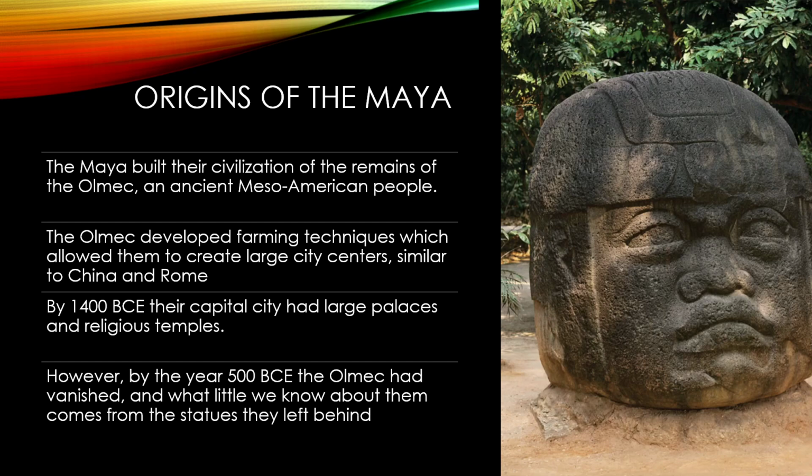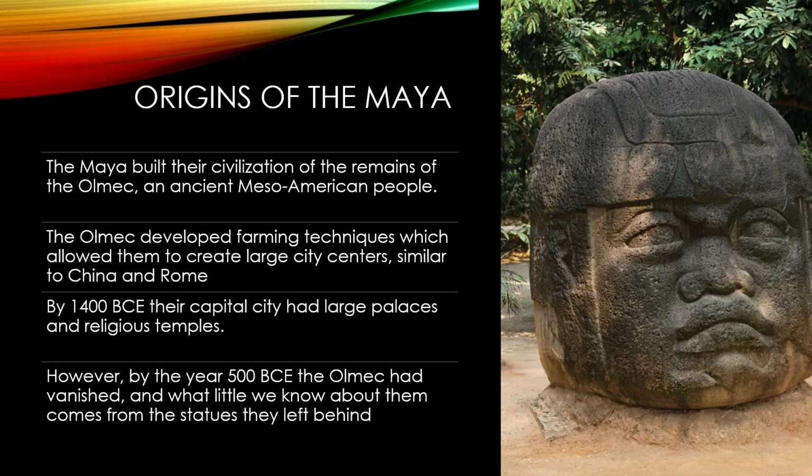Well, the Olmec developed farming techniques that allowed them to create large city centers similar to China and Rome, though they discovered these farming techniques long before either civilization really reached the height of their power. In fact, by the year 1400 BCE, the Olmec had already built their capital city that had these huge palaces and religious temples, these super impressive buildings.